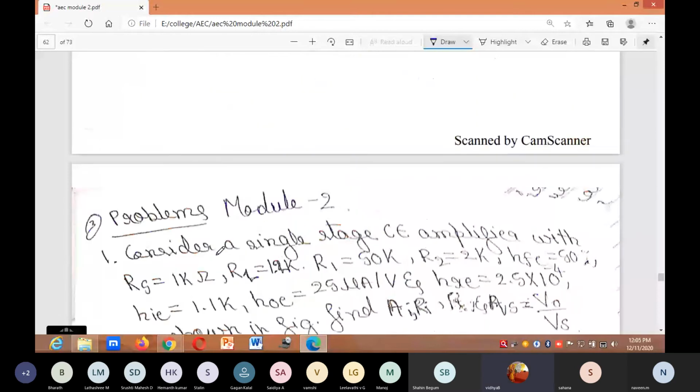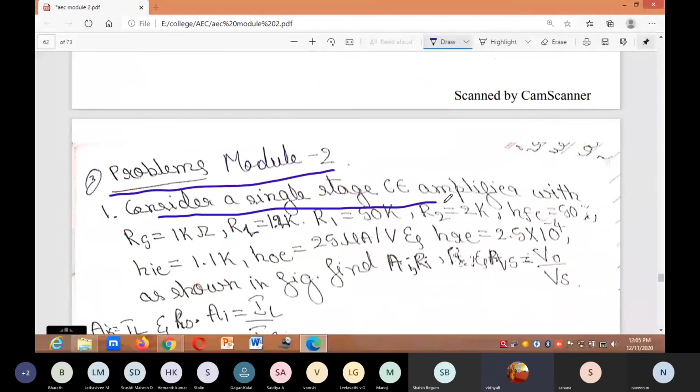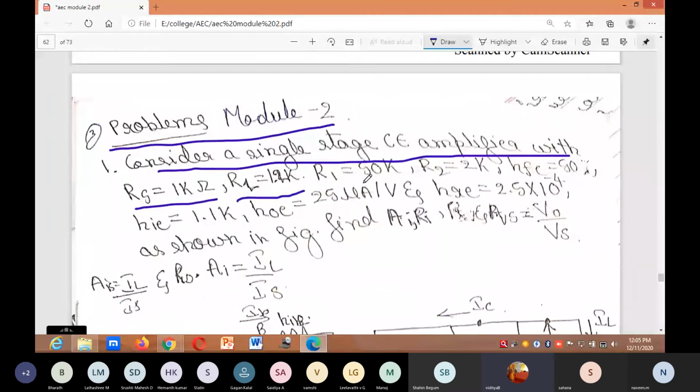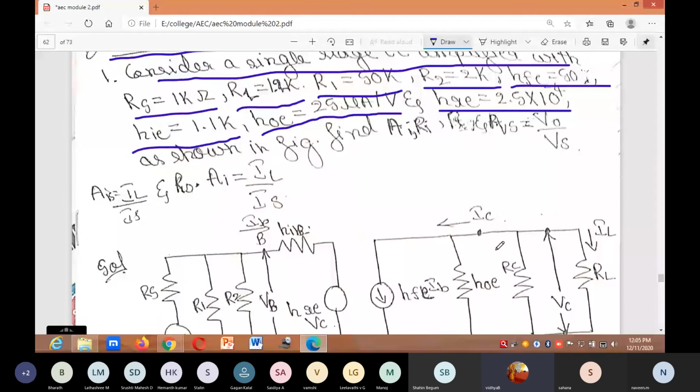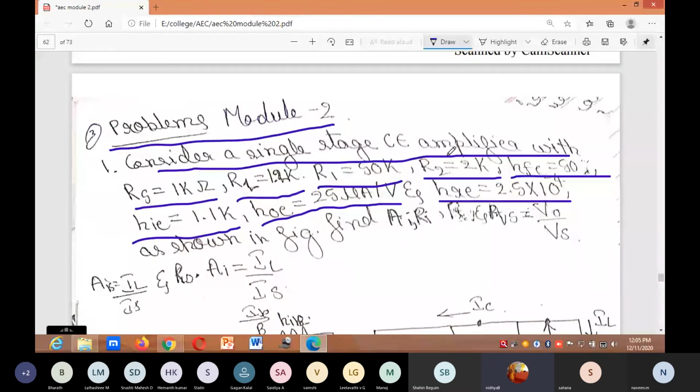Next problems, module second problems, that is the first problem. Consider a single stage CE amplifier with RS is equal to 1 kilo ohm, RL is equal to 1.2 kilo ohm, R1 is equal to 50 kilo ohm, R2 is equal to 2 kilo ohm, HFE 50, HIE 1.1 K, HOE is equal to 25 microamps per volt, HRE is equal to 2.5 into 10 to the power of minus 4, as shown in the figure. That is, they have given the figure. We need to consider a single stage CE amplifier.